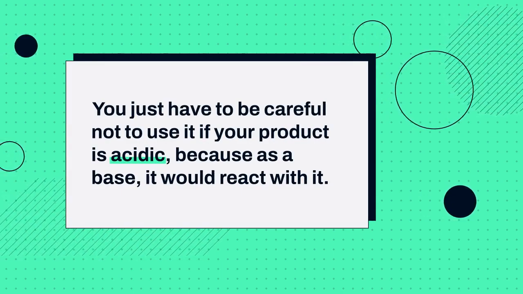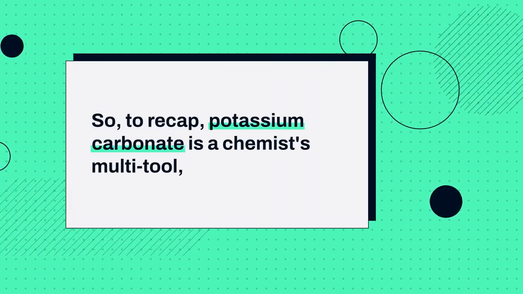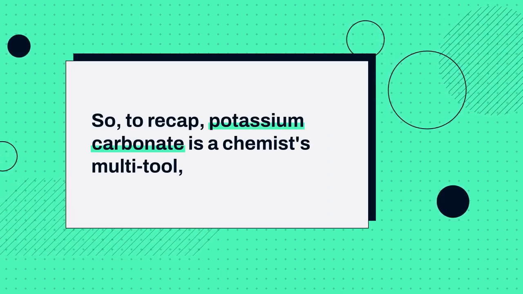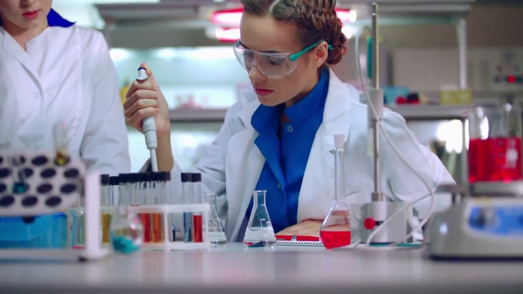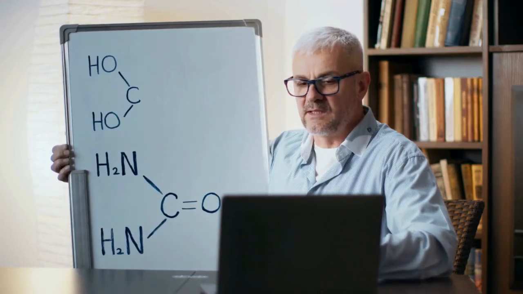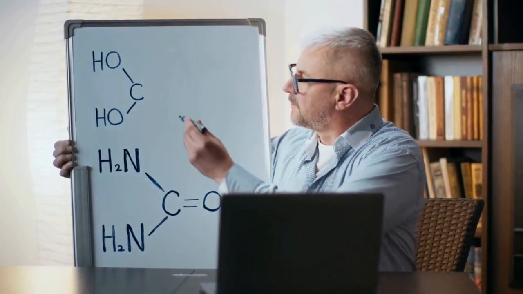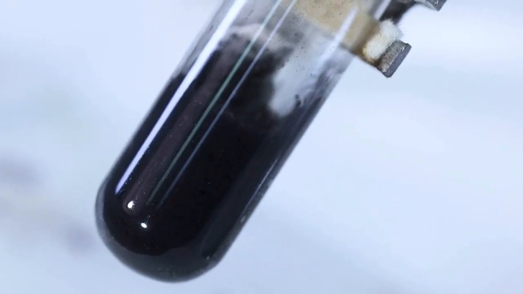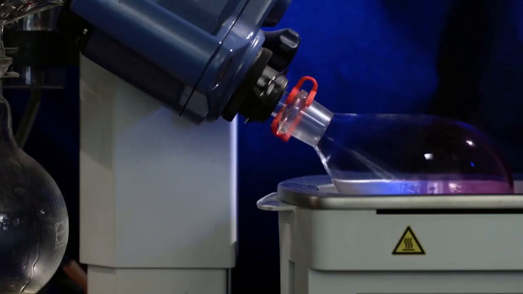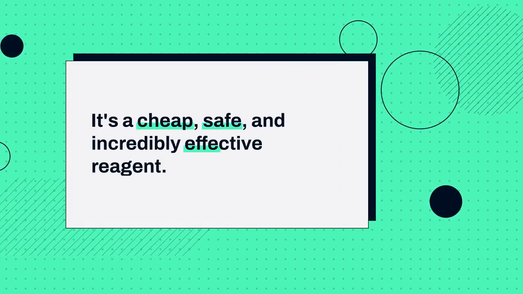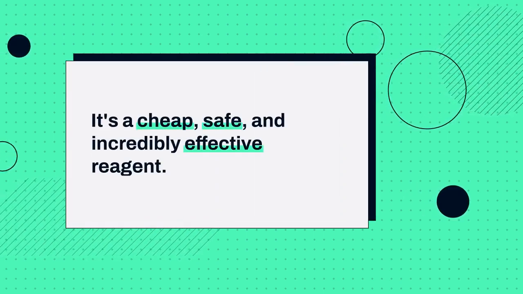So, to recap, potassium carbonate is a chemist's multi-tool: a selective base for deprotonating phenols and acids, a key ingredient for making nucleophiles in ether and ester synthesis, an acid scavenger to protect your reactions, and a basic drying agent. It's a cheap, safe, and incredibly effective reagent.